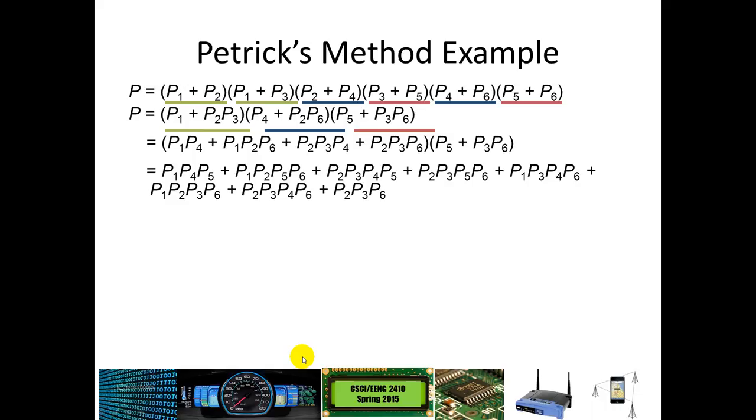Notice we started out with this expression. We're going to combine these two terms. So when we do that, multiply it out, and simplify redundant terms, what you end up with is what's underlined in green. When you combine P2 or P4 with P4 or P6, you end up with what's underlined in blue. And then when you combine these two terms underlined in red, you end up with this.